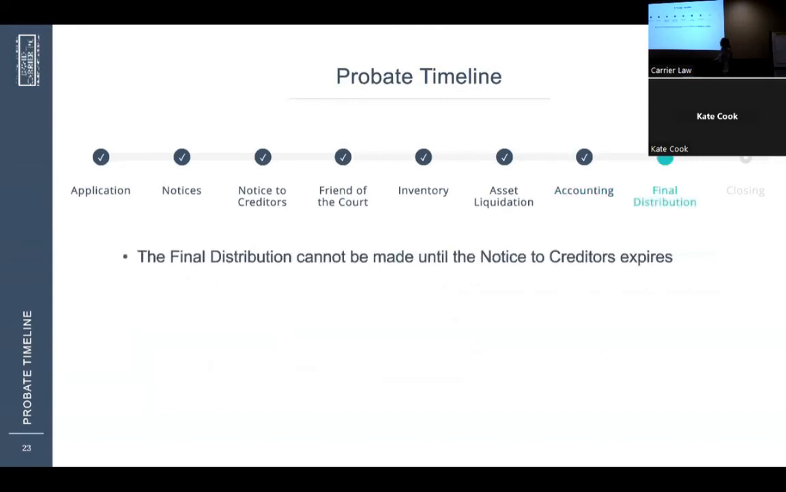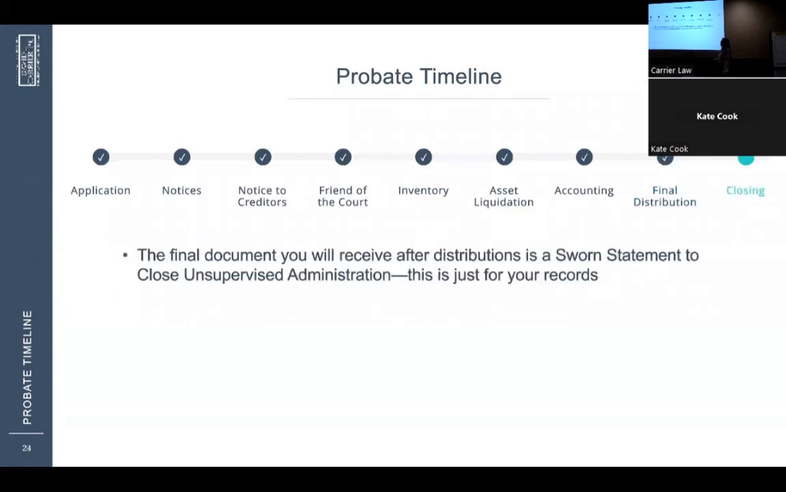Final distribution from an estate cannot be made until the notice to creditors expires. This is not optional when it comes to probate. This is required by the court. And again, our office sends beneficiaries that agreement and release document. This is the document that they're able to review along with that accounting for the estate to determine everything that came into the estate and out of the estate, and they can sign that, agreeing to the amount that they're receiving and releasing the personal representative from liability.